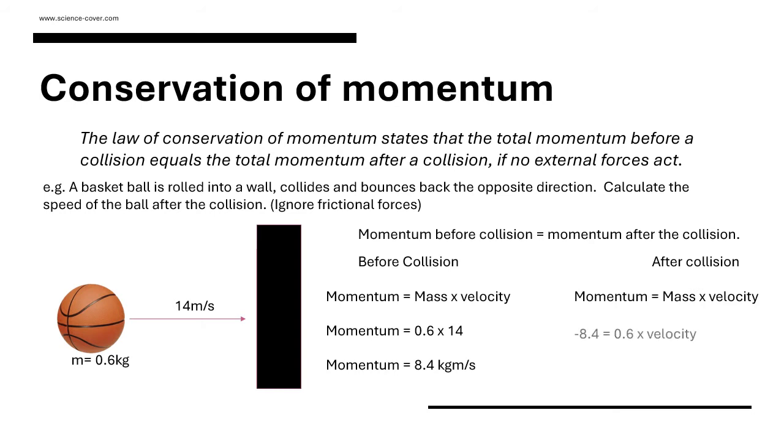So I can use the equation again, but this time I'll put the momentum as 8.4 kilogram meters per second. Now, because the ball will be traveling in the opposite direction, I'm going to use a negative symbol to represent that change in direction. And the mass of the basketball is still 0.6 kilograms. So the velocity is now minus 8.4 divided by 0.6, which is equal to minus 14 meters per second.